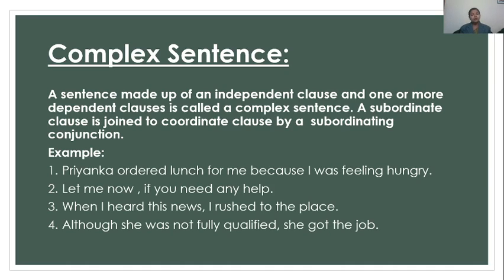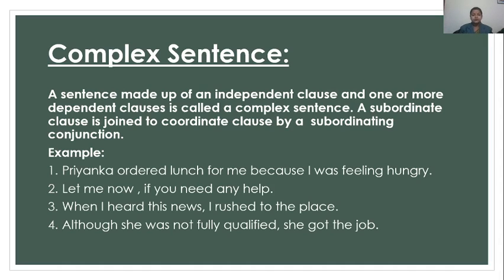And one more thing, a complex sentence always takes a subordinating conjunction. Coordinating conjunctions are used in compound sentences and subordinating conjunctions are used in complex sentences. So once check the quality of coordinating and subordinating conjunctions also. What are coordinating conjunctions? They join independent clauses. Subordinating conjunctions join one dependent and one independent clause.